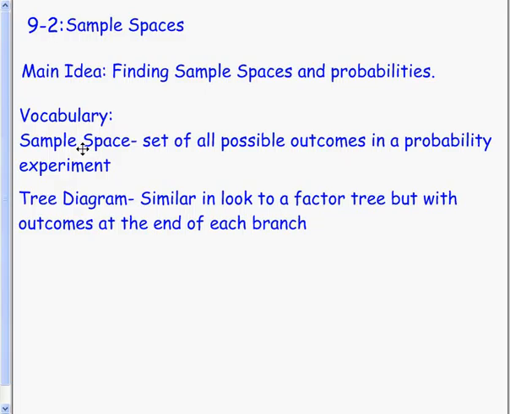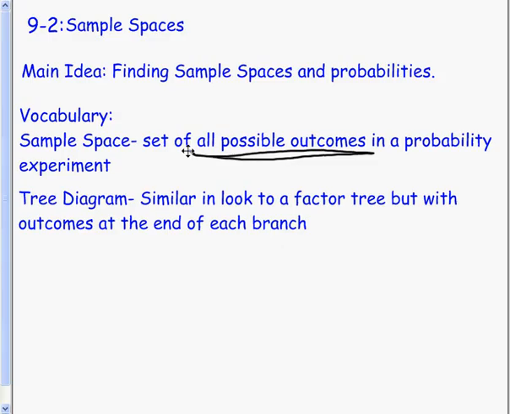Today we'll be covering 9.2, which is sample spaces. The main idea of this section is to find sample spaces and probability. Well, we need to know what a sample space is first. So a sample space is a set of all possible outcomes in a probability experiment.